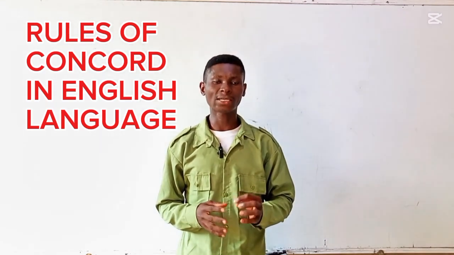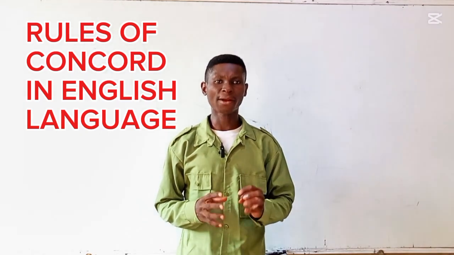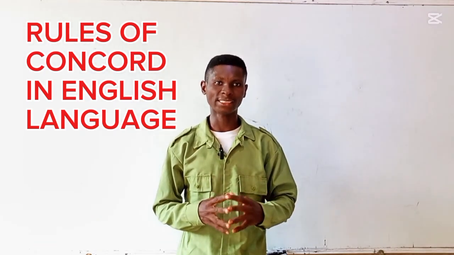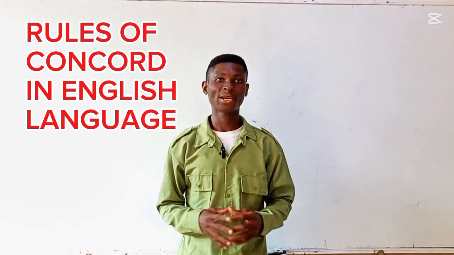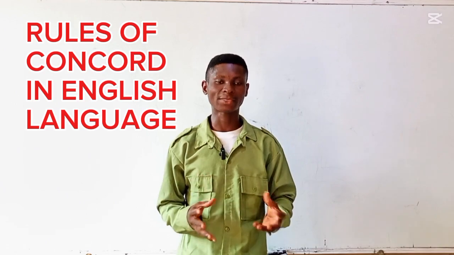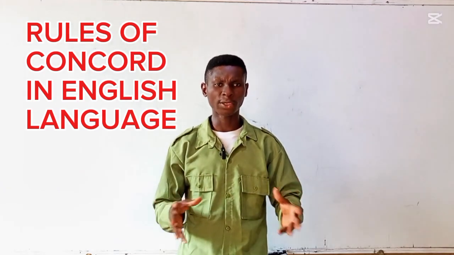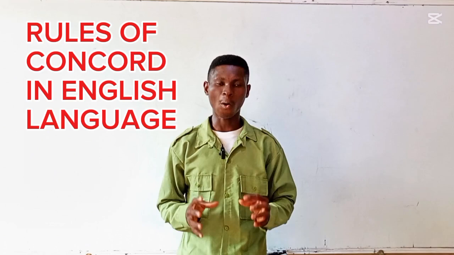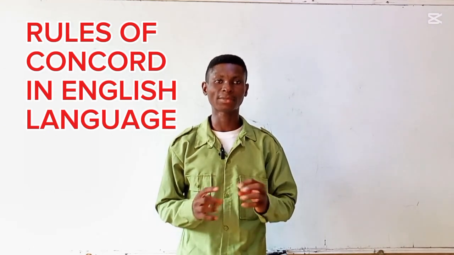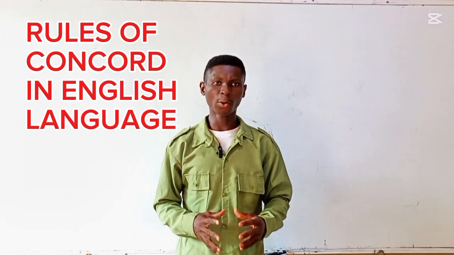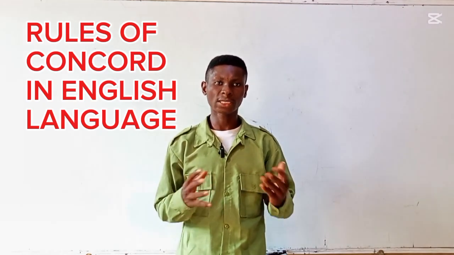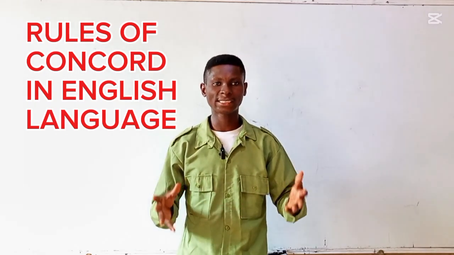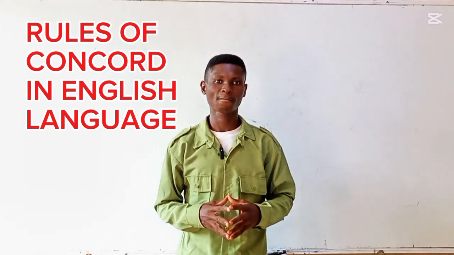The concept of concord refers to the agreement or harmony that exists among the constituents of a sentence. So just like human beings cannot work together except they agree, words or different constituents of a sentence cannot coexist or cannot go together except there is harmony. Thus, the concept of concord entails that there must be agreement between the different constituents of a sentence.